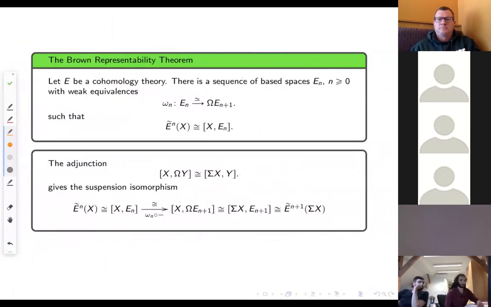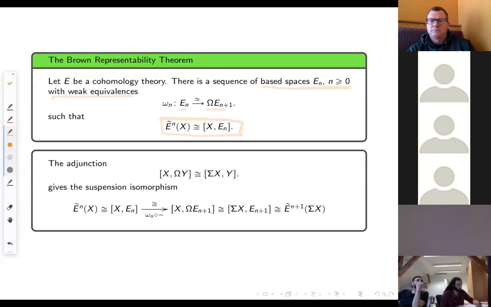So if E is a cohomology theory, then there's going to be a sequence of spaces, En. So for ordinary cohomology, these were these KGNs, these Eilenberg-MacLane spaces, but in general, they're just based spaces, together with the data of a weak equivalence from En to the loops on En plus 1. Okay? So for any cohomology theory, there's such a sequence, and that sequence represents your cohomology theory. So the nth cohomology of X is going to be based homotopy classes of maps from X to the nth space of the sequence.